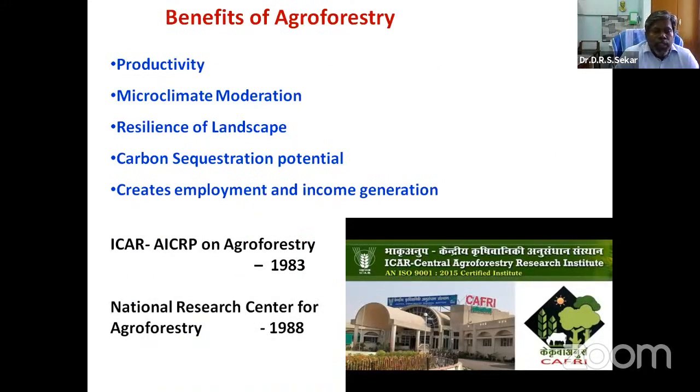The benefits of agroforestry are productivity primarily, microclimatic moderation, resilience of the landscape, carbon sequestration potential, and greater employment and income generation. The Indian Council of Agricultural Research, through the All India Coordinated Research Project on Agroforestry, did a lot of work on a very comprehensive scale. They created a National Research Center for Agroforestry in the year 1988 in Jhansi.